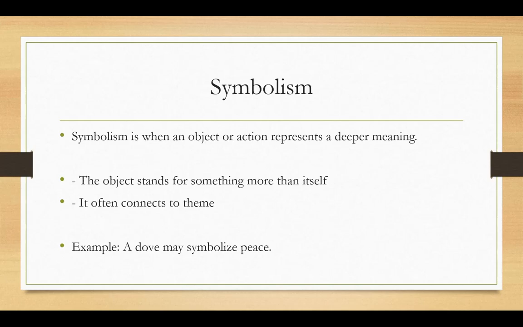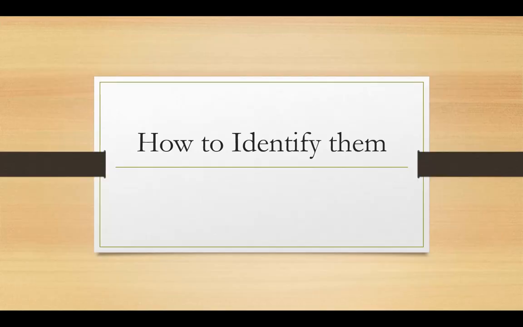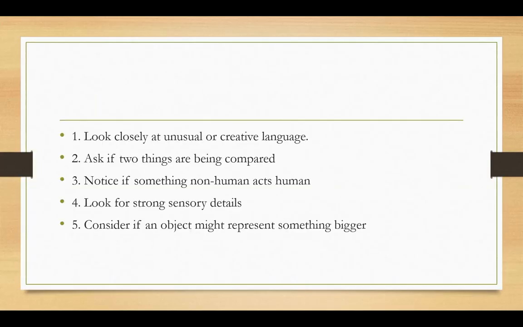But yeah, those are basically the 5 literary devices, the most important ones you need to know. And how do you actually identify them? It's pretty simple. It's basically just going to be a summary of what each one of them are. So, number 1, look closely at unusual or creative language. Number 2, ask if 2 things are being compared. Number 3, notice if something non-human acts human. Number 4, look for strong sensory details. And number 5, consider if an object might represent something bigger.